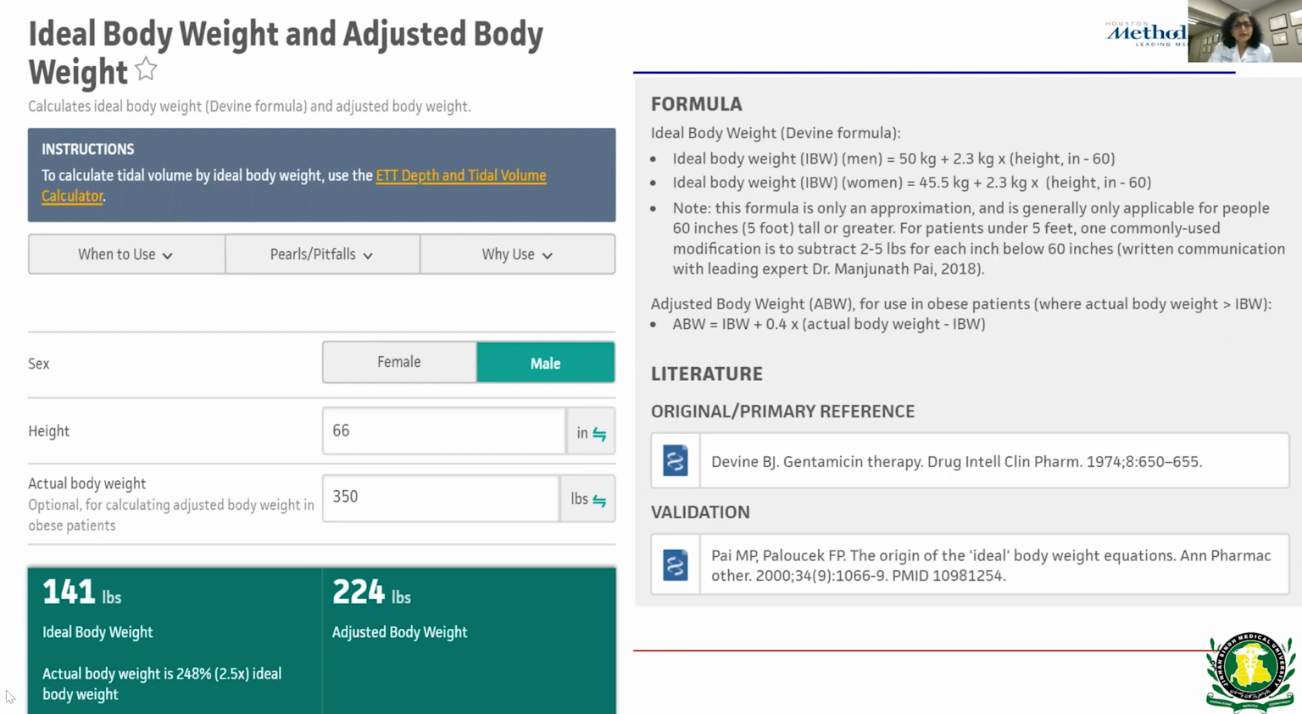But if you were going to use that, then the patient will get giant tidal volumes. So therefore, the best way to calculate the tidal volume requirement is by looking at the ideal body weight. I have showed you the formula on the right side of the screen for ideal body weight. So in this particular patient, his ideal body weight is 141 pounds. Now we take that divided by 2.2 to give us the weight in kilograms, and then we calculate how much tidal volume to give this patient.